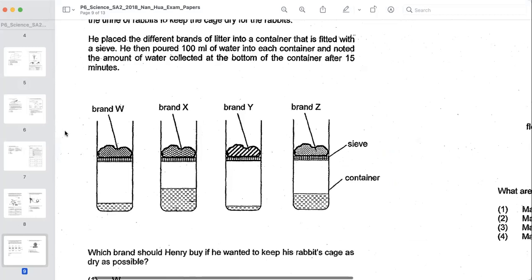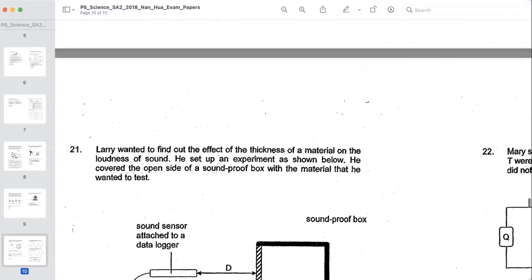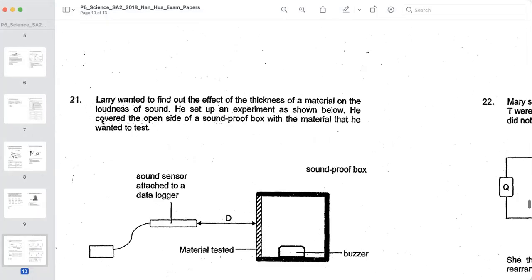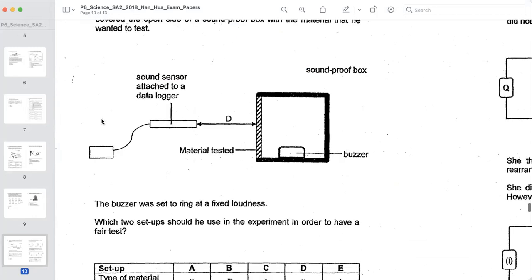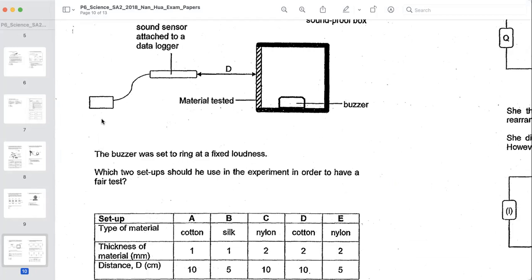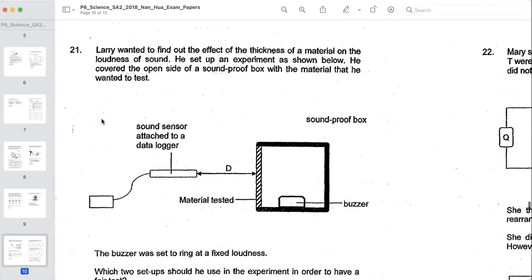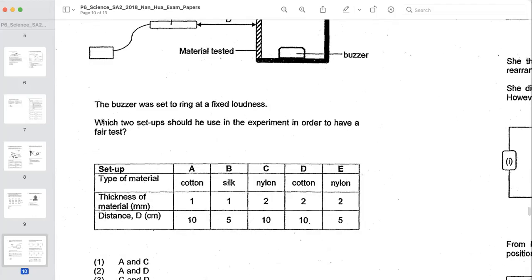Now, question 21. Answer is option 2. Now look at this. I am changing the thickness of a material. And this is the measured variable, the loudness of sound. Now the buzzer is set at a fixed loudness. Which 2 setups should he use? He should change the thickness because he's investigating the thickness of the material. Okay, and the rest of the variables should be the same.